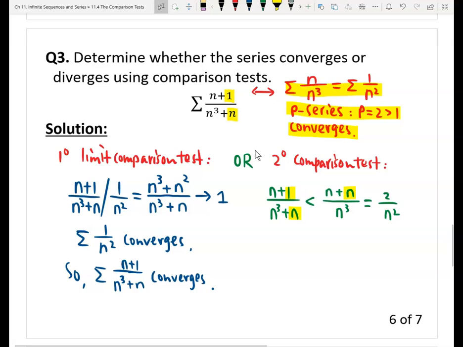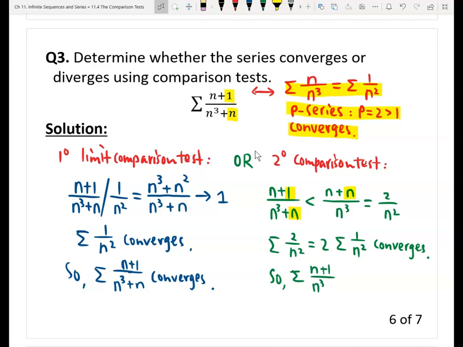Now what do we have? Because 2 over n squared, you can take the 2 out, which leaves 1 over n squared. Can you see this p-series? Therefore, it converges. By the direct comparison test, the larger series converges, and our series is smaller, so our series converges too. This is the third question.